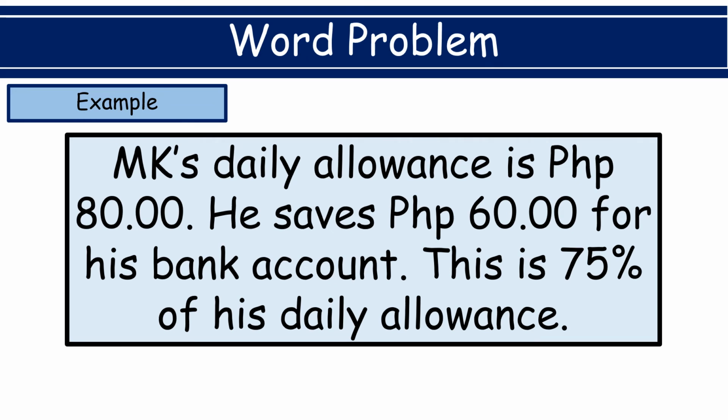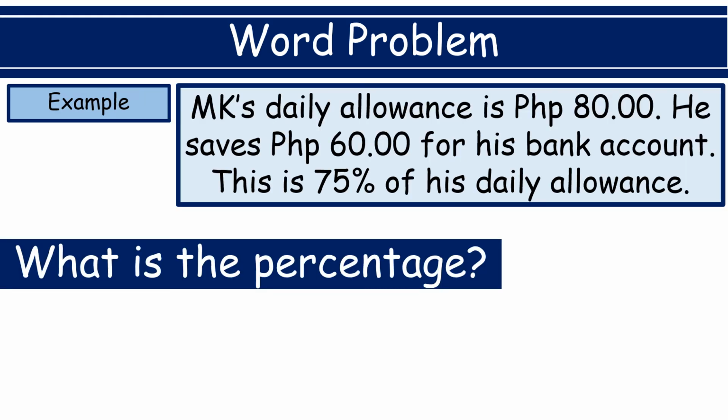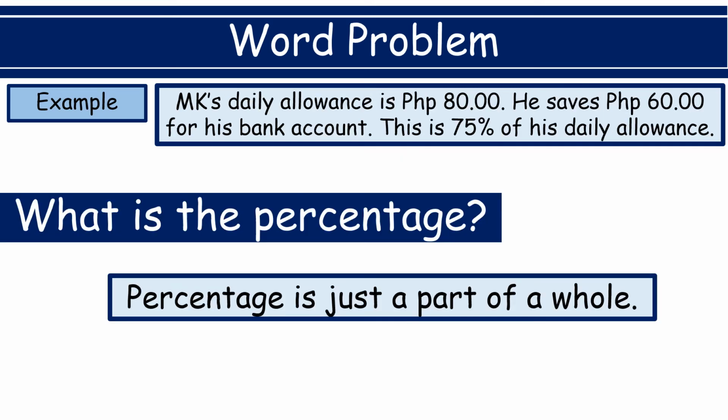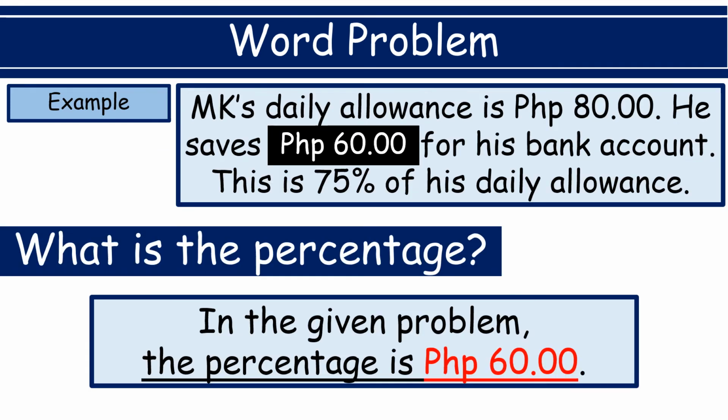Word problem number 1. MK's daily allowance is 80 pesos. He saves 60 pesos for his bank account. This is 75% of his daily allowance. For the first question, what is the percentage? Based on our definition a while back, percentage is just a part of a whole. In the given problem, the percentage is 60 pesos.